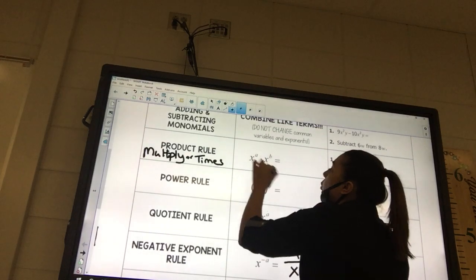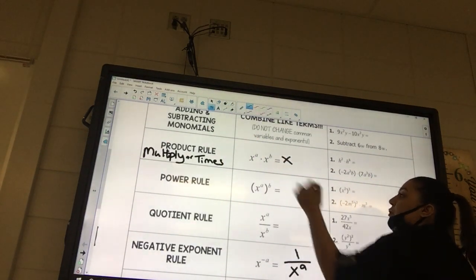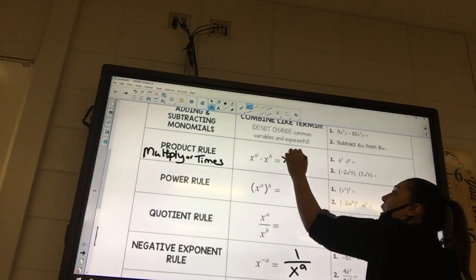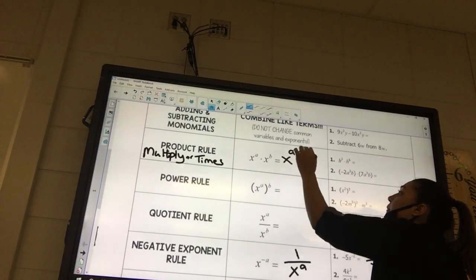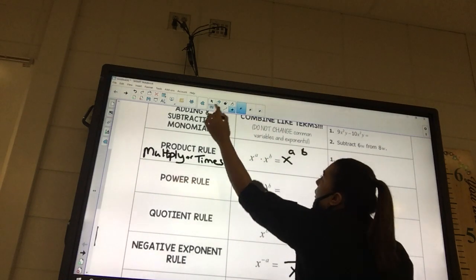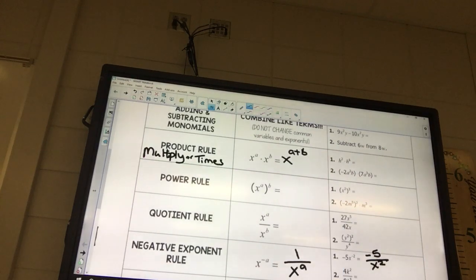What the multiplication rule says is that if it's just numbers, you keep the same base, the same big number, and you multiply the two little ones together. No, add the two little ones together. Sorry, I just did the product rule. You add the two little ones together. So we keep the same base and we add the two littles together. So it's going to be x to the a plus b.